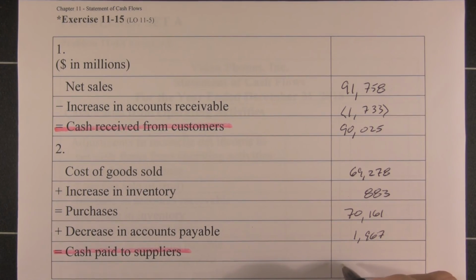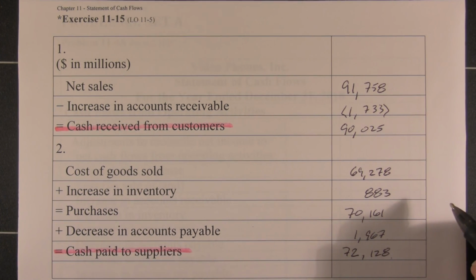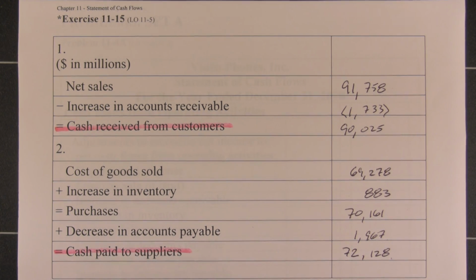And when we add that, we come back with cash of $72,128 million. Now, on the exam, on the quiz, if they ask you to answer in millions, that's the correct way to answer it. Okay, if you add those three extra zeros, the answer is incorrect.